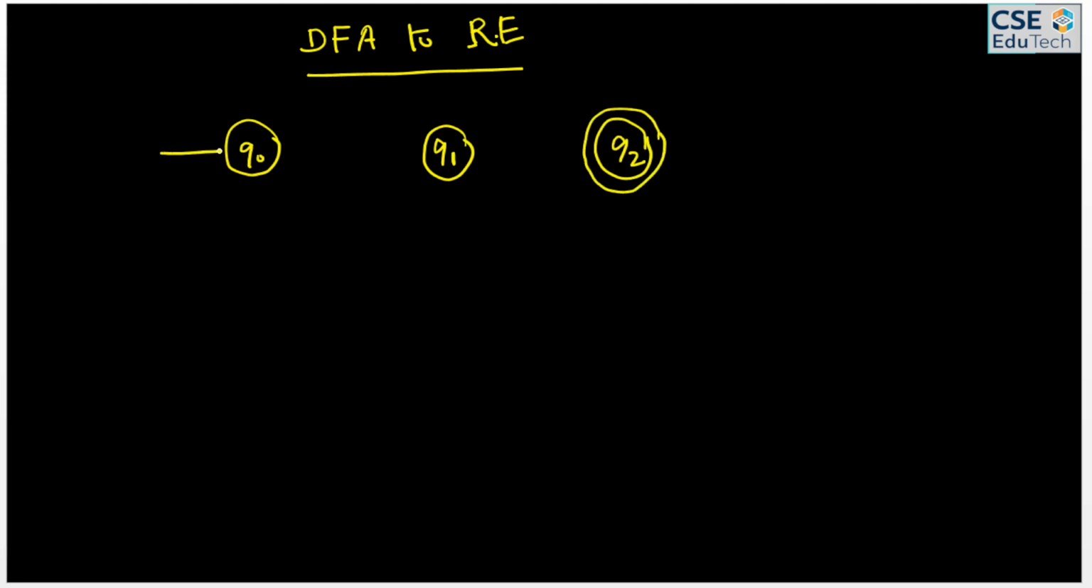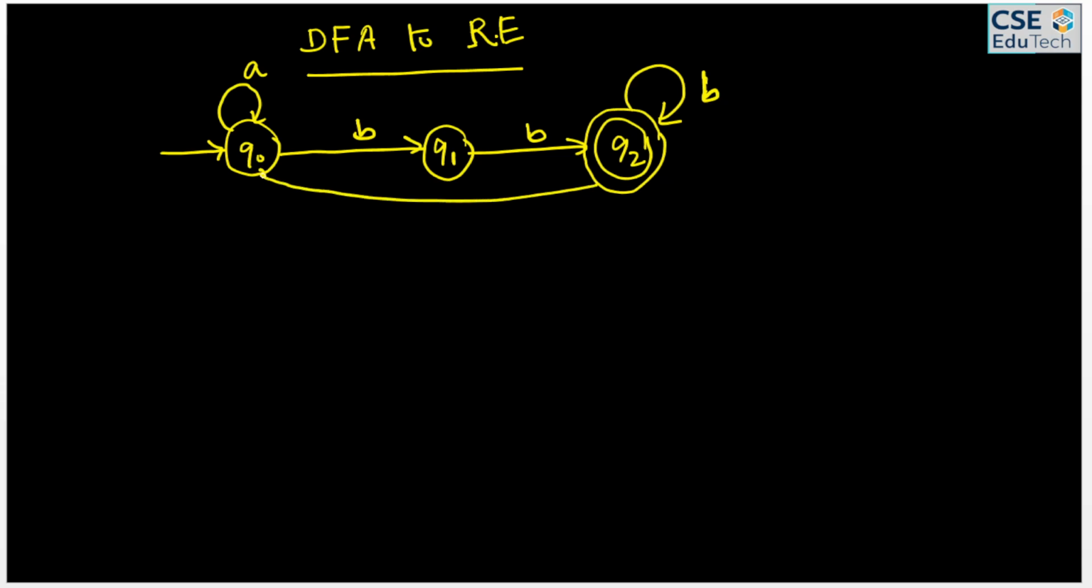These are the states given, and the inputs are A and B. Here it is B, it is also B, and Q2 to Q1 it is also B, and here there is a transition with A. Now we want to find the regular expression corresponding to this DFA.